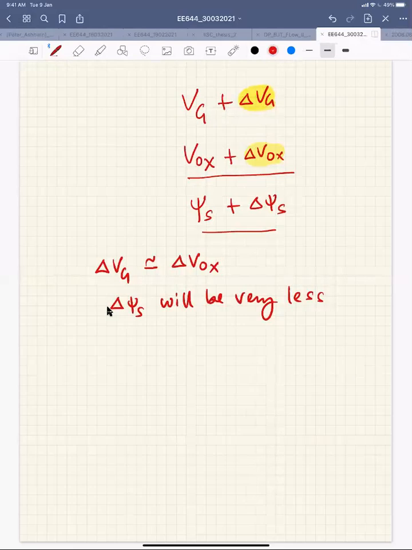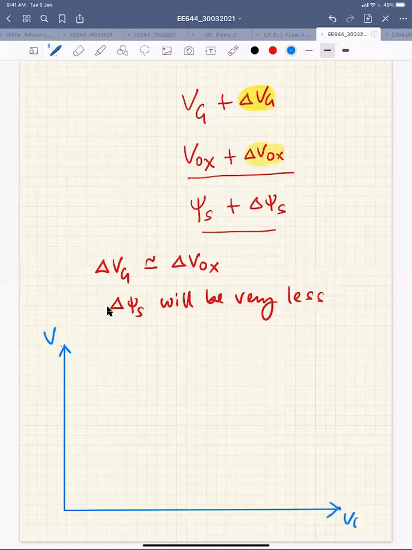So, if I want to draw Vg and psi s, let's say this is your Vg, and this is the surface potential. So let's say this is one line, the Vg equal to psi s line.